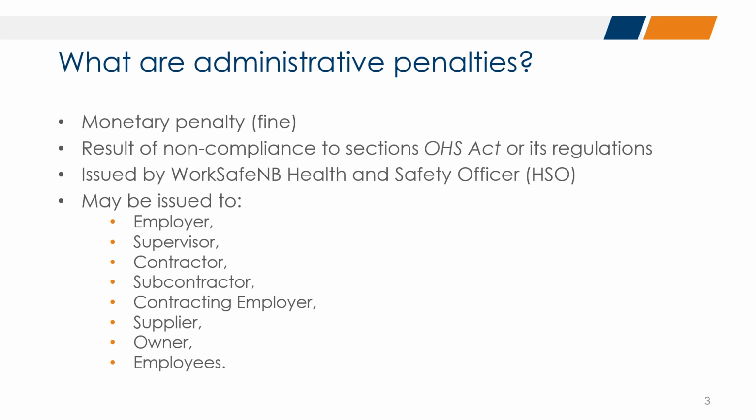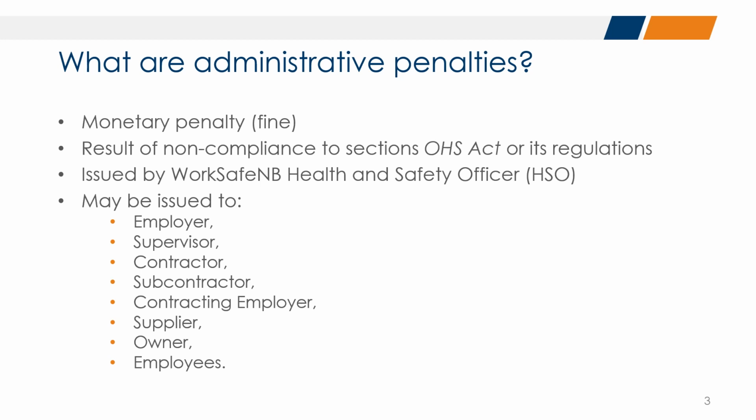An administrative penalty is a monetary penalty or fine that is issued by a WorkSafe NB Health and Safety Officer. They are the result of non-compliance to sections of the New Brunswick Occupational Health and Safety Act and regulations. Thus, administrative penalties are associated with an order from a health and safety officer.